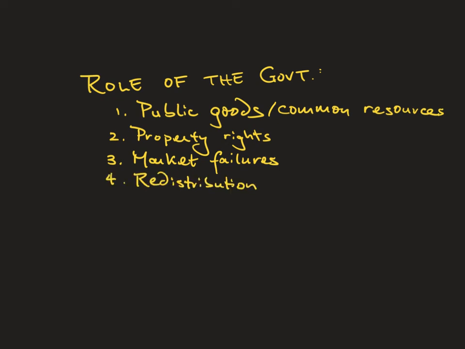A final role of the government is redistribution of resources. In fact, this is one of the very oldest roles of a central government, dating back thousands and thousands of years to ancient Egypt, when all the crops raised across the land would be sent to the capital, to the palace of the pharaoh, who would then divide up the harvest and send it back out to the people.